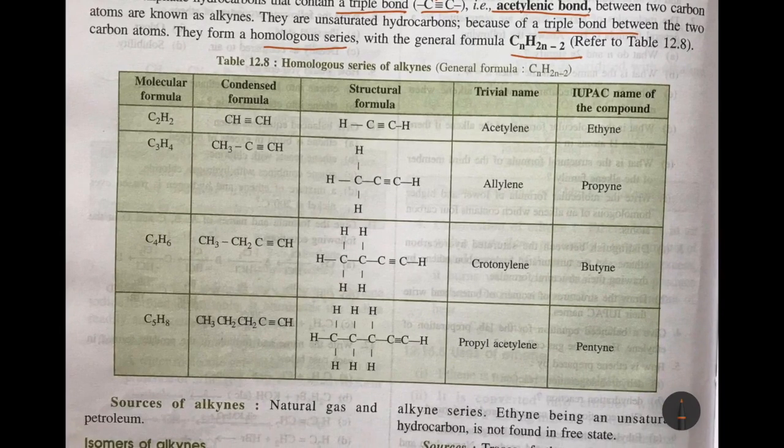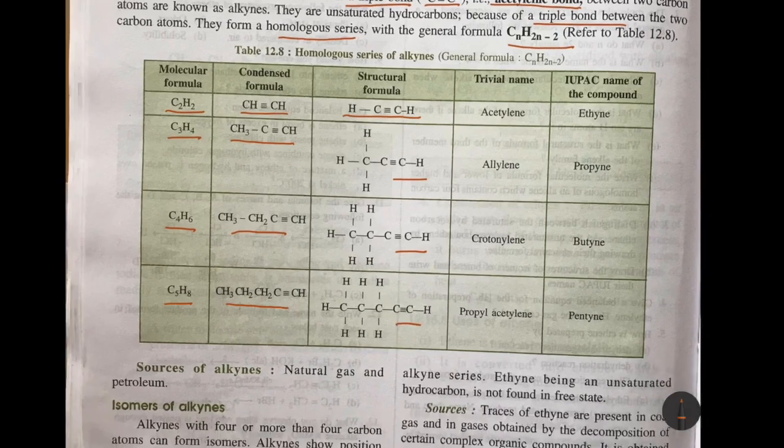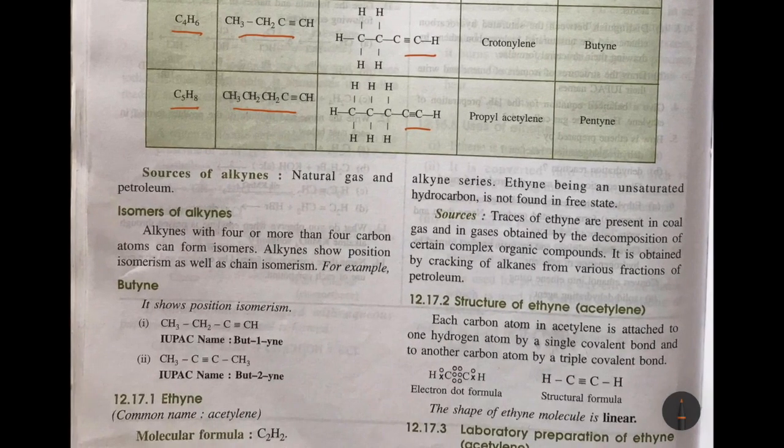A quick look at the homologous series of alkynes. First we have ethyne, which is also known as acetylene, C2H2. This is the condensed formula and this is the structural formula. Next we have propyne, which is also known as allylene. This is the condensed formula and this is the structural formula. Next we have butyne, which is also known as crotonylene. This is the condensed and this is the structural formula. And finally we have pentyne, which is also known as propylacetylene. This is the condensed formula and this is the structural formula. The sources of alkynes: we find alkynes in natural gas and petroleum.